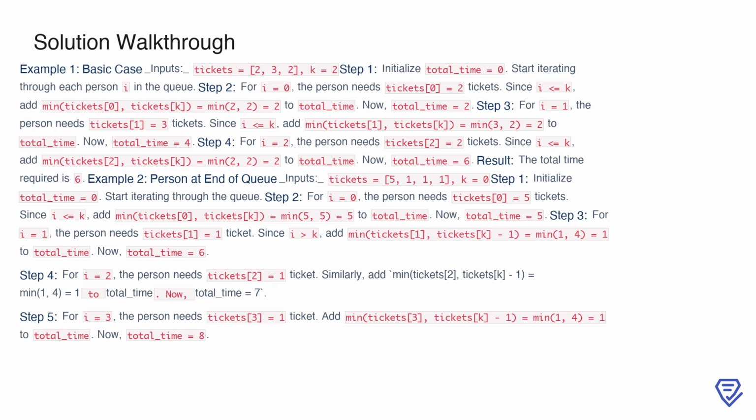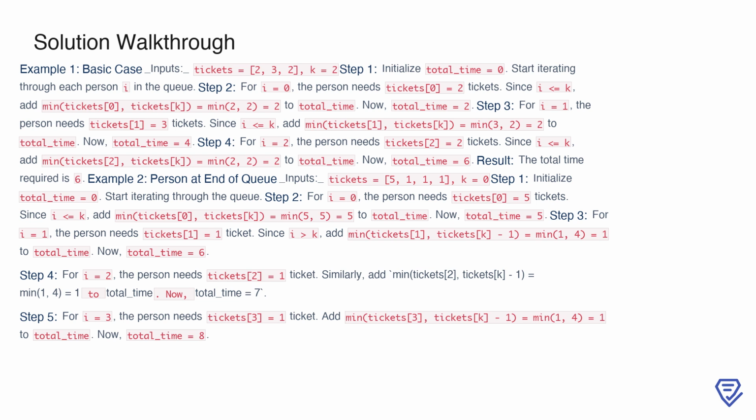For i equals 0, the first person needs 2 tickets. Since their position i is less than or equal to k, they can buy up to min(tickets[0], tickets[k]), which is min(2, 2) equals 2. We add this to total_time, making it 2 so far.